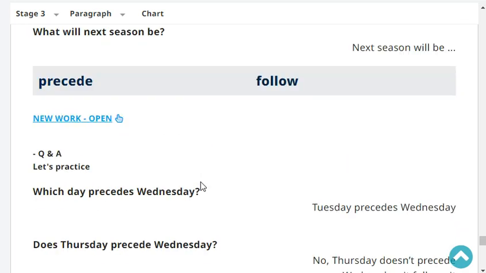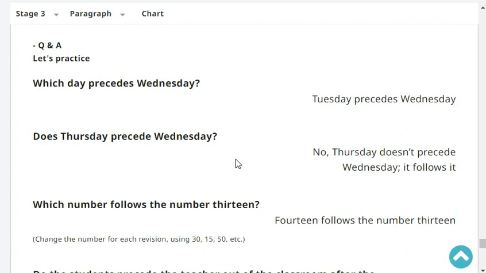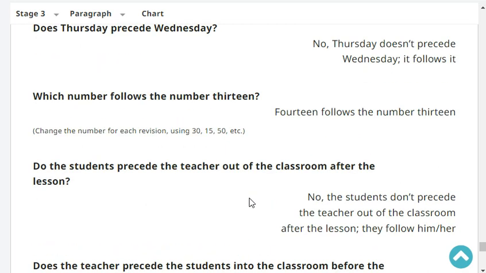Tuesday precedes Wednesday. Does Thursday precede Wednesday? No, Thursday doesn't precede Wednesday. It follows it. Which number follows the number 13? 14 follows the number 13. Do the students precede the teacher out of the classroom after the lesson?